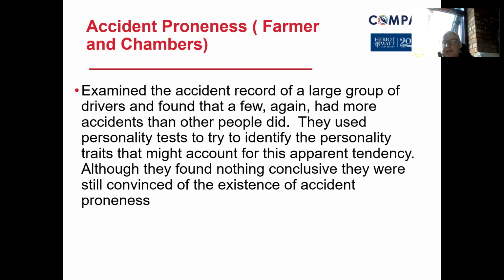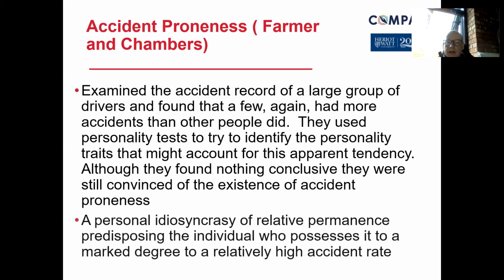And some would argue that it's not just proneness, it's clumsiness, for example, is a condition that's been argued by quite a few people. And if it's a medical condition, which it isn't recognized that way at the moment, but if it was medically recognized, perhaps more time and resource will be put into that to prevent. But nevertheless, that's one of the areas that we look for in this proneness aspect. Although they found nothing conclusive, they were still convinced of the existence of accident proneness: a personal idiosyncrasy of relative permanence predisposing the individual who possesses it to a marked degree to a relatively high accident rate.